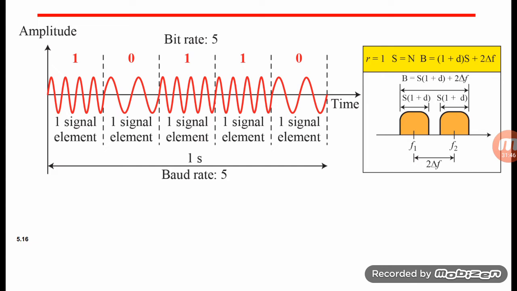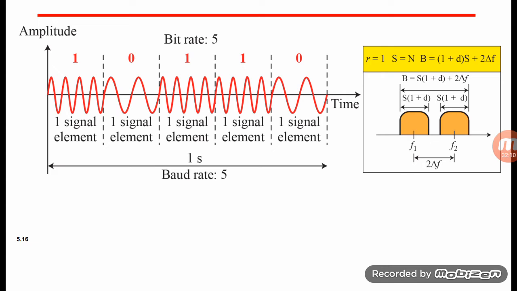You can see that it is different than the ASK, the bandwidth. This is for frequency F1, right? Let's suppose for bit 0, and this is a higher frequency, so let's suppose this is for bit 1. This bandwidth is S into 1 plus G, and this again S into 1 plus G. The difference between F1 and F2 is 2 delta F.